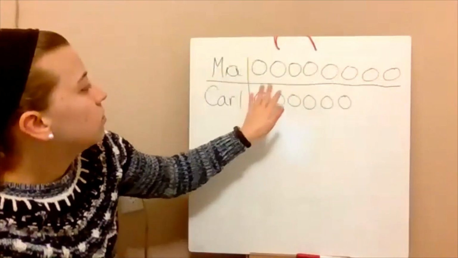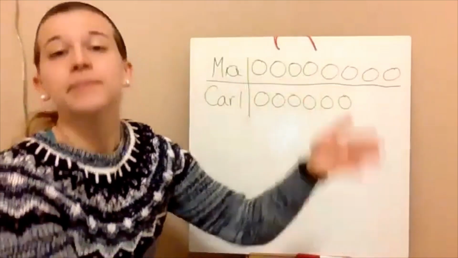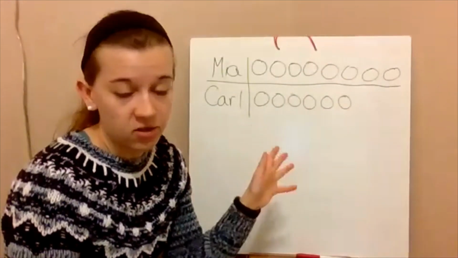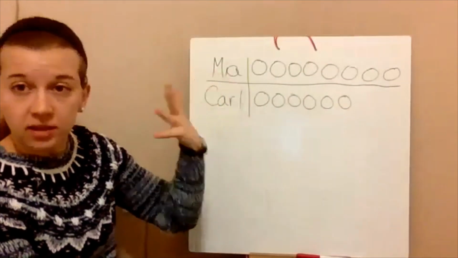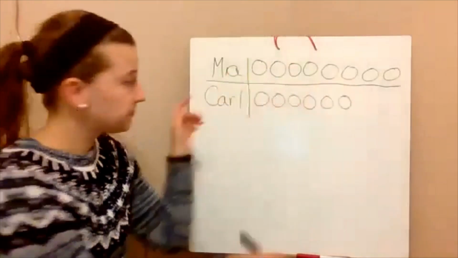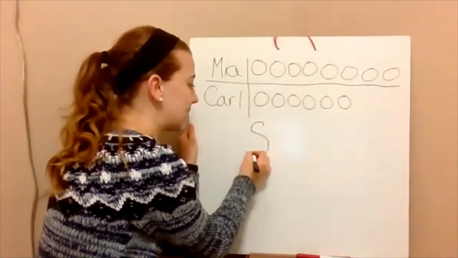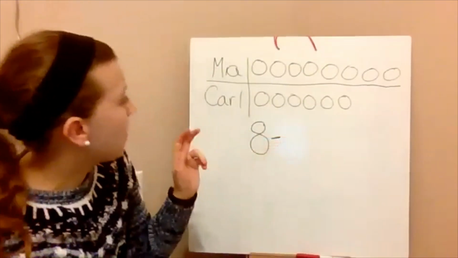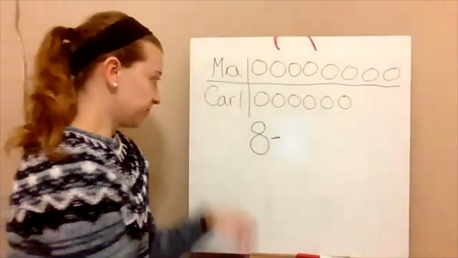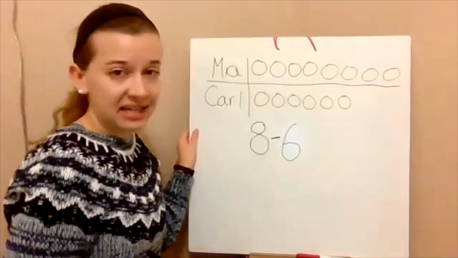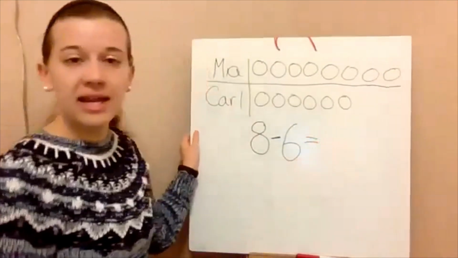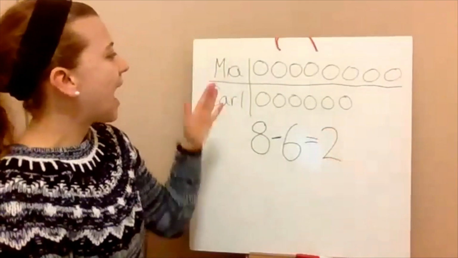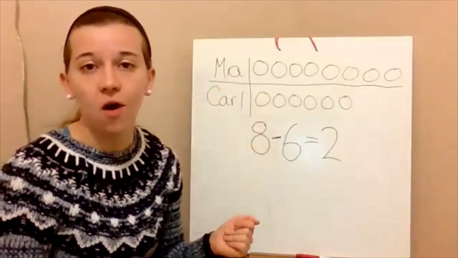All right. So Mia has 8, Carl has 6. Who has more? Mia has more. And what would be the subtraction problem that we can do to find the answer here? Well, we start off with the higher number. So that would be Mia. She has 8. So we would do 8 minus, don't forget the minus, of course. 8 minus, how many does Carl have? 6. 8 minus 6 equals what? 8 minus 6 equals 2. Very good. So how many more pennies does Mia have than Carl?